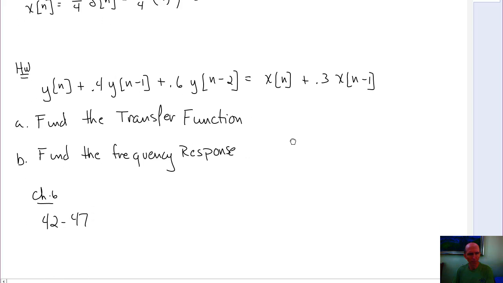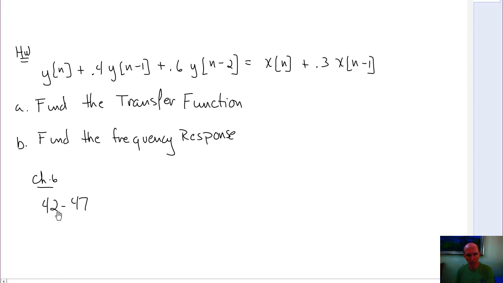There are some homework problems to do from chapter 6, numbers 42 to 47. And also, with this difference equation, find the transfer function and find the frequency response.